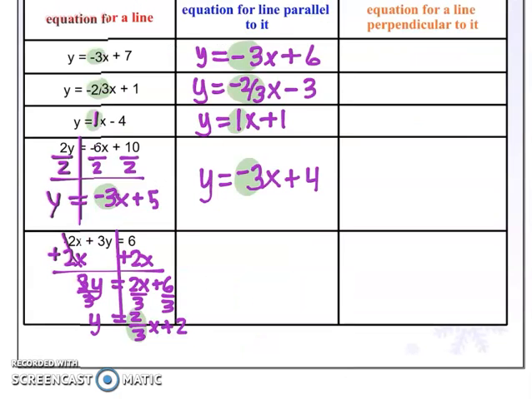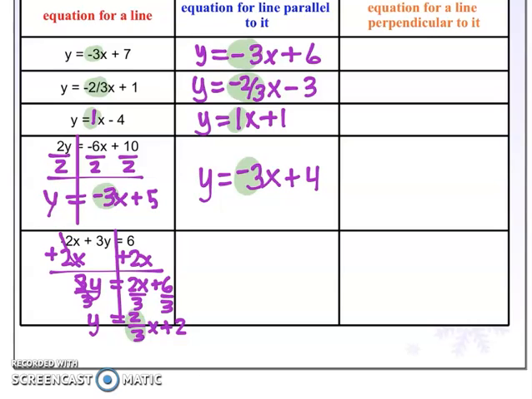Okay, so now I can write my last parallel equation. So this slope needs to stay 2/3, and then change the intercept. And how about if I don't even put an intercept there? My intercept could be 0. All right, so we've got 5 examples there of just writing a line that's parallel to a given line.